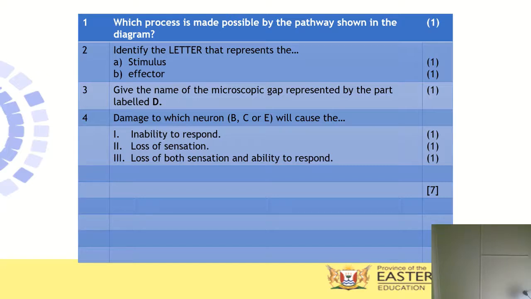Then number 2, damage to which neuron will cause loss of sensation? Obviously, that should be your sensory neuron, which is B. So the correct answer there is B. Please don't write sensory neuron, write B, because the question is about letters here. Then the last one, loss of both sensation and ability to respond. I'm sure you'll run through those questions with ease if you study your diagrams and the functions of the various parts of each diagram.